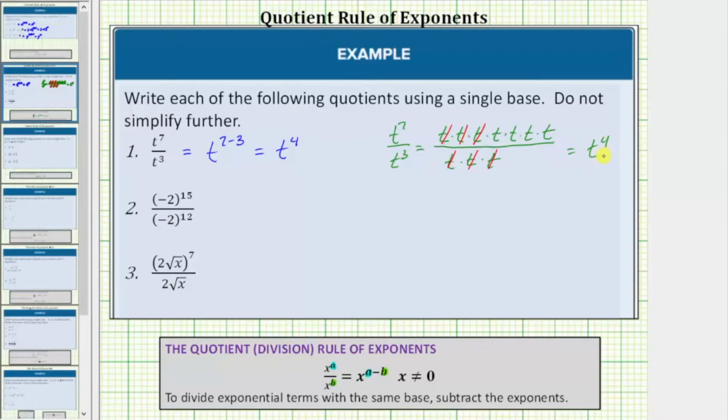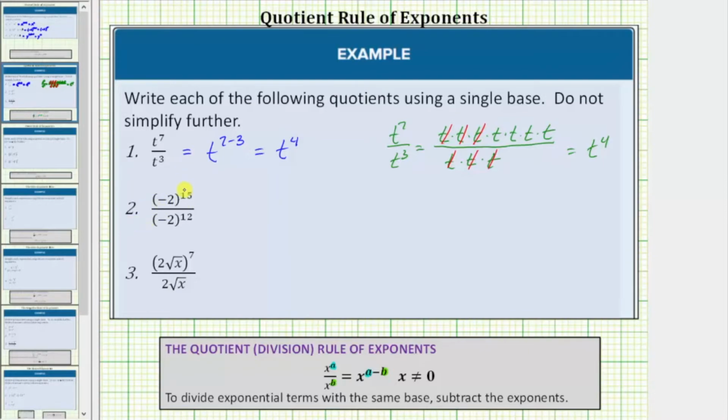And this should make sense because notice how we have 4 more factors of t in the numerator than we have in the denominator, and therefore this does simplify to t to the 4th. But of course, it's much faster to just subtract the exponents, which we will do for the next 2 examples.